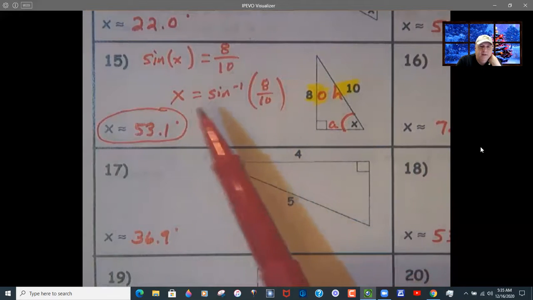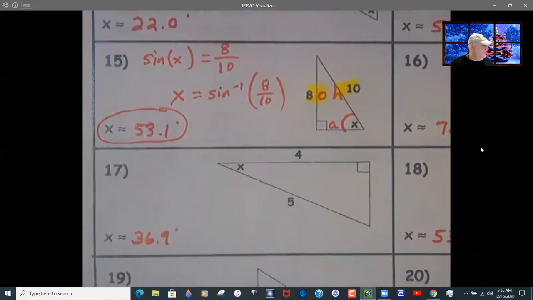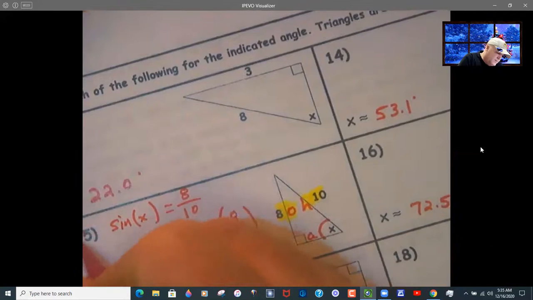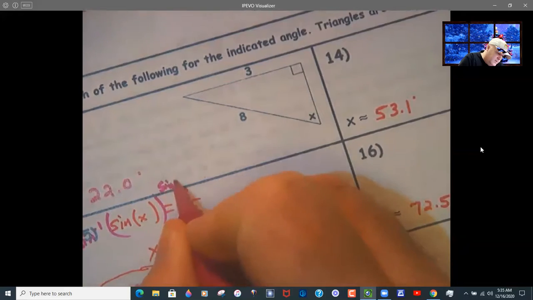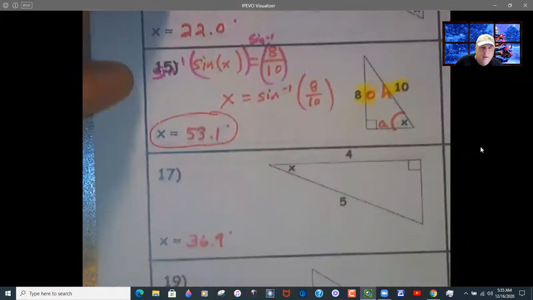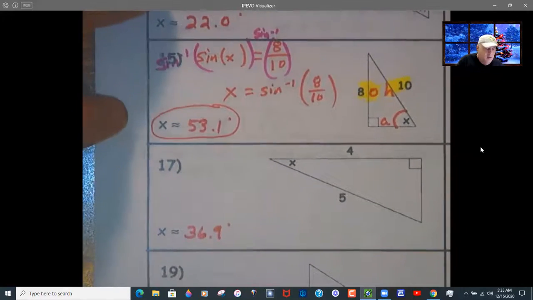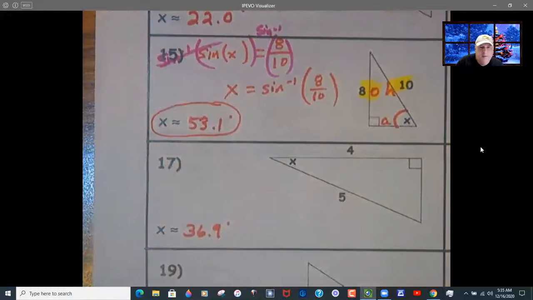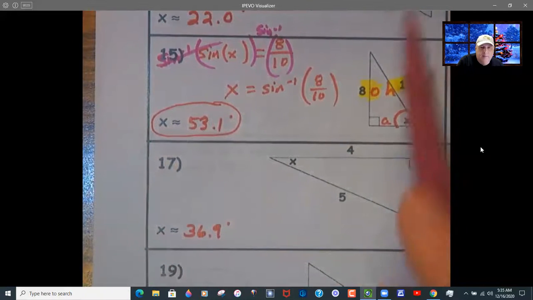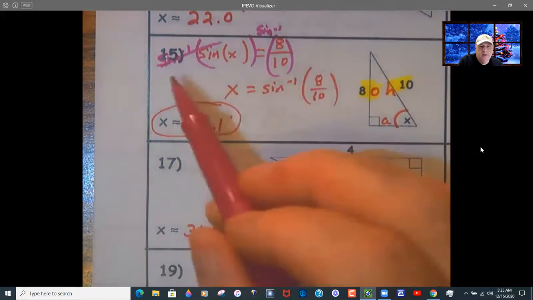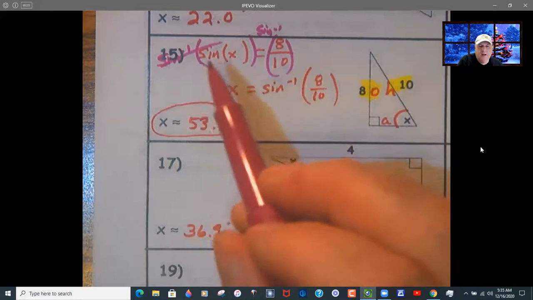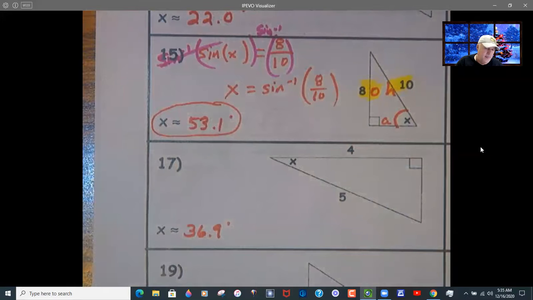Then how do we get this? X is sine inverse. That means that you take the sine inverse of both sides. And then the sine inverse, I'm squeezing it in here, of 8/10. Well, the sine inverse cancels with the sine. And then we're left with sine inverse of 8/10. So that's always going to work like that. If it's tangent x, we take tangent inverse. If it's cosine x, we take cosine inverse.